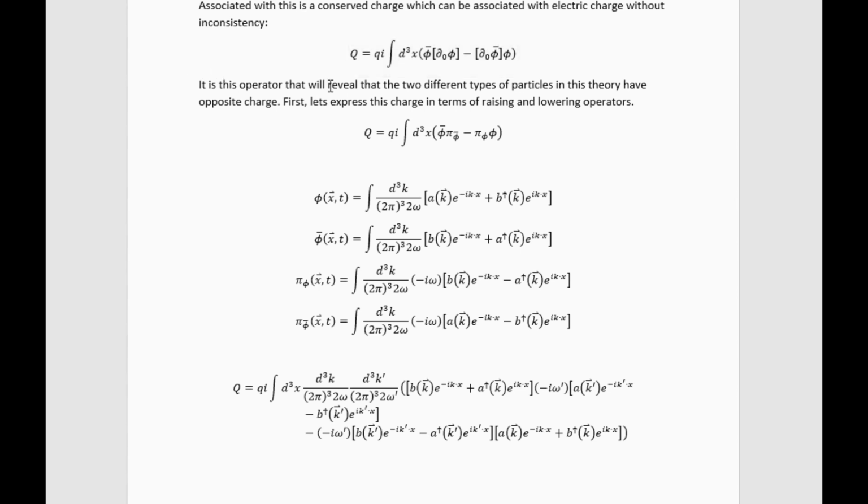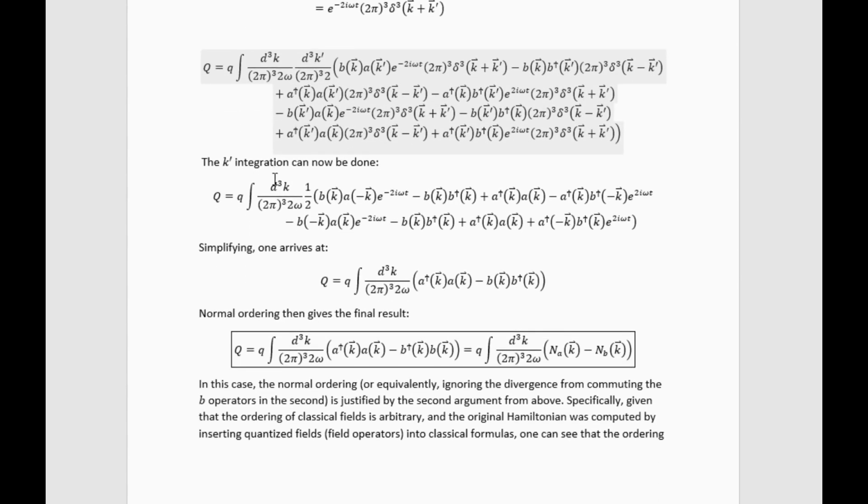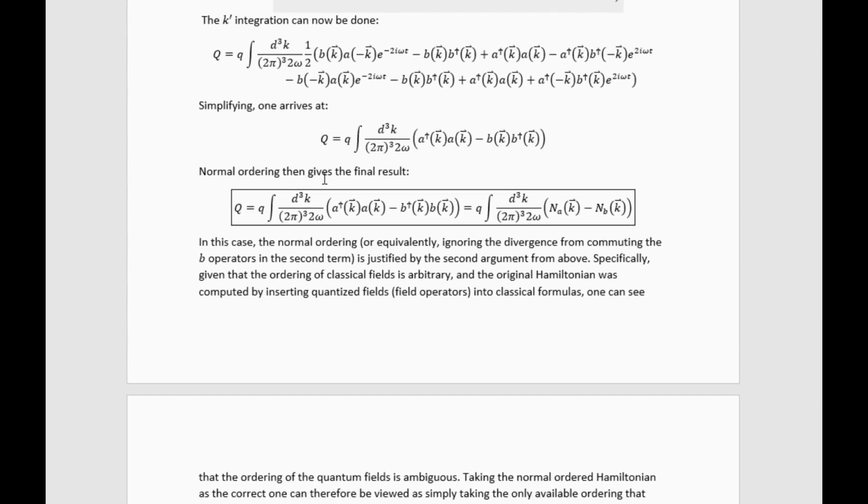It is this operator that will reveal that the two different types of particles in this theory have opposite charge. First, let's express this charge in terms of the raising and lowering operators. We can plug in the field values we see in there, and then simplify down. We can use these integral formulas to do the x integration, which yields delta functions, which allow us to do the k prime integration. Simplifying ultimately gives us this. Normal ordering then gives the final result here.